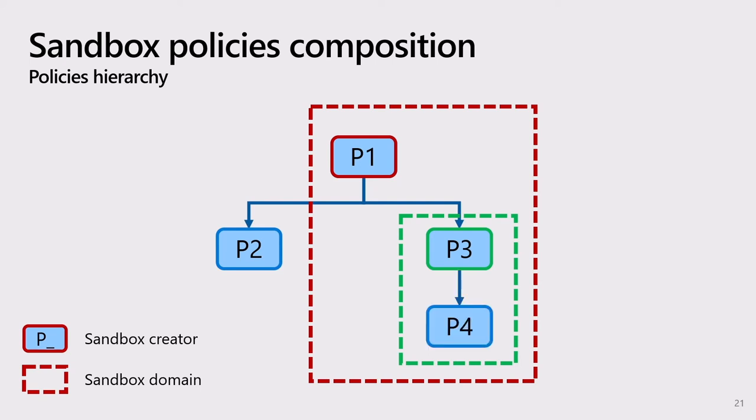Then if P3 creates a new process, P4, this P4 process will automatically inherit the P1 sandbox domain and the P3 sandbox domains. So all these protections will apply to P3 and P4.